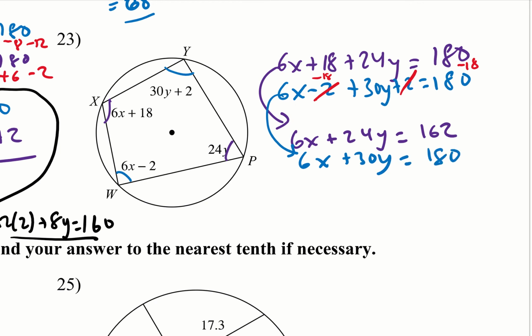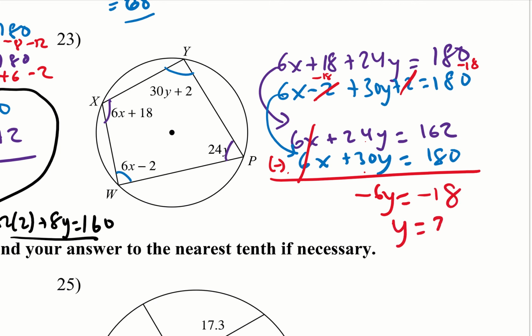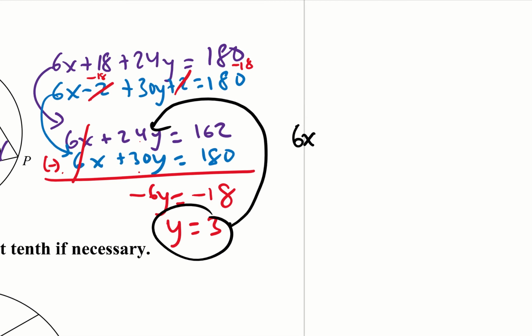Oh, yeah. And then we can eliminate this by subtracting because 6x minus 6x is 0. 24 minus 30 is negative 6y. 162 minus 180 is negative 18 here. And then you can get y is 3. Okay, so now that we got y is 3, I'm going to leave it to you guys. Plug in to either one of these equations. Let's plug it into that one, for example. Plug that in for y, and then solve for x. Okay.